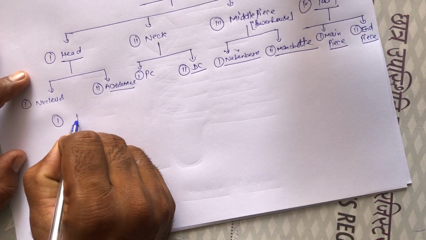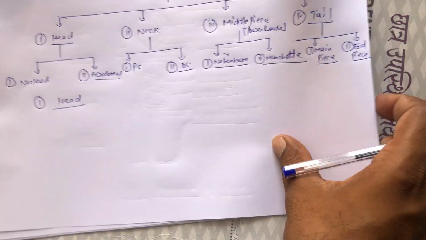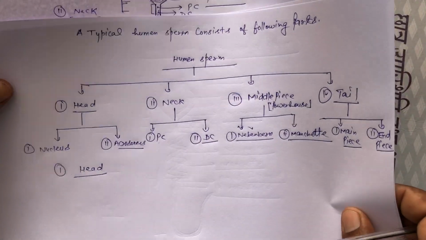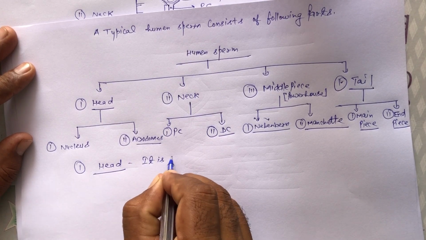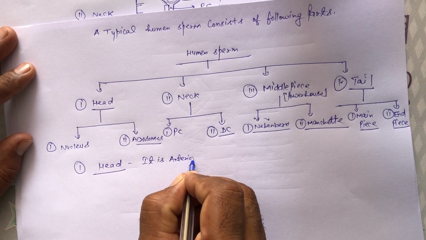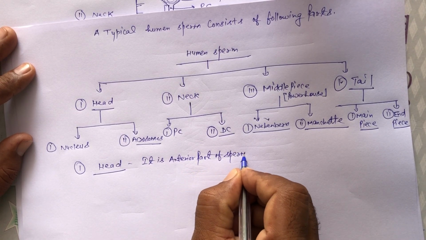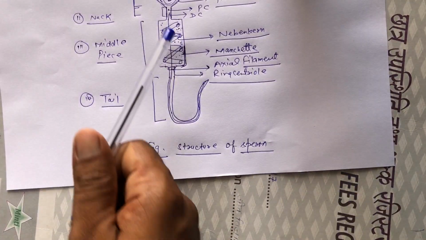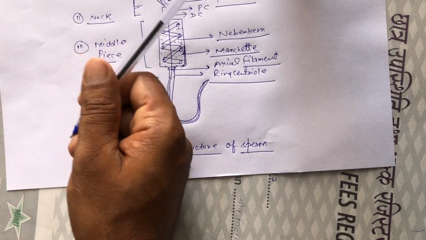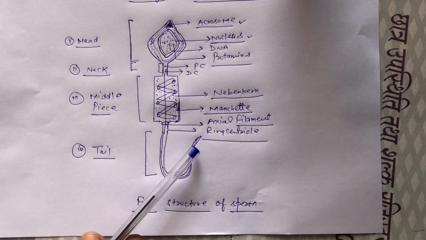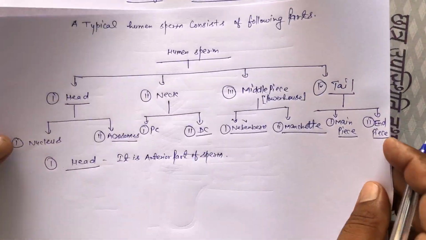The first part is the head. It is the anterior part of the sperm. This is the anterior part, this is the posterior part. So the head is the anterior part.